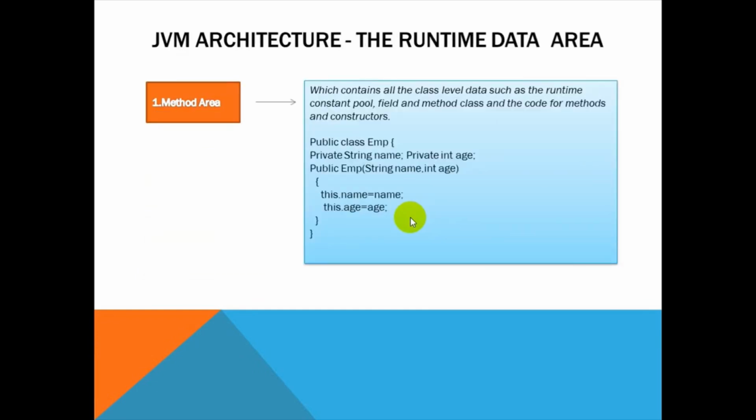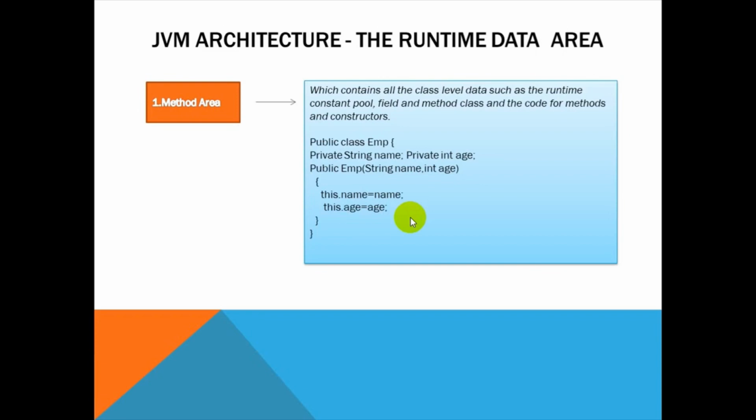Method area, which contains all the class level data such as runtime constant pool, field and method data, and the code for methods and constructors. If the memory available in the method area is not sufficient for the program startup, the JVM throws an out of memory error. The method area is created on the virtual machine startup and there is only one method area per JVM.